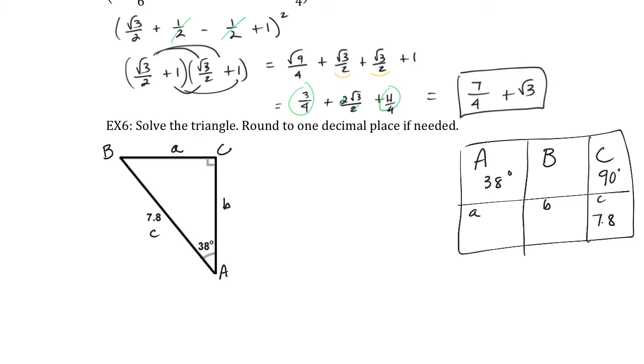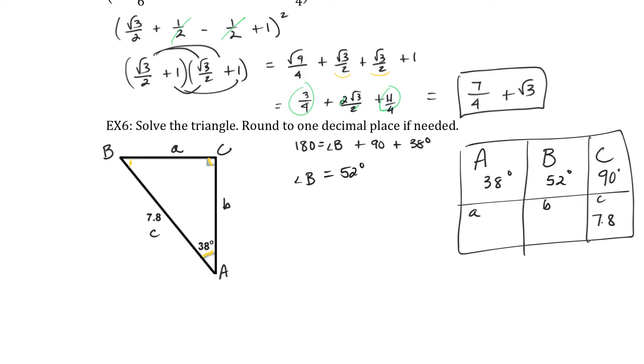One of the things that you learn in geometry is that the sum of all the angles in a triangle adds up to 180. So that's useful. 180 would be the same thing as angle B plus C, which is 90, plus A, which is 38. Then you can solve for angle B. That ends up being 52 degrees.